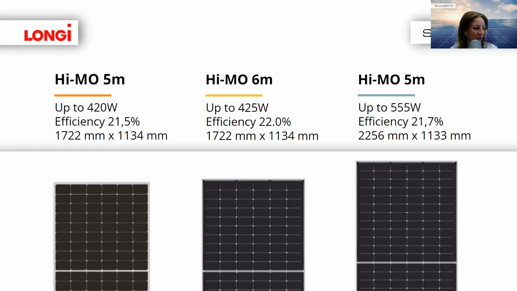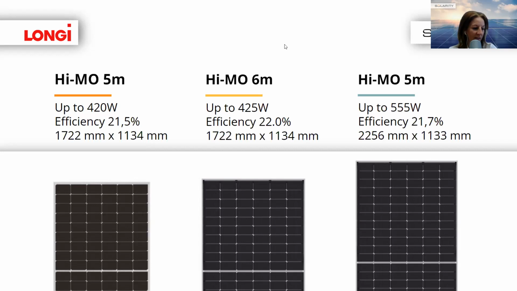is 21.8%. For HIMO 6, with a similar power output range of 415 to 435, it's 22.3%. Here you can see some different power tolerance. It's from 0 to 3% for both of them, so it's the same. But now comes another interesting piece of information, the power degradation from year 2 to 25.